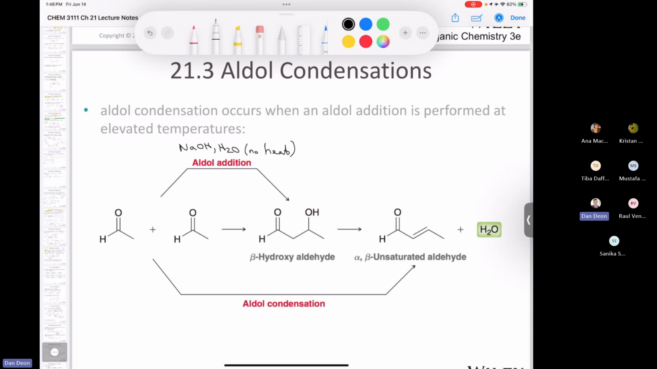But if you do the aldol condensation, it's the same thing. So we'll put here sodium hydroxide, water, and we'll put here heat. Okay. So we're going to heat that up.